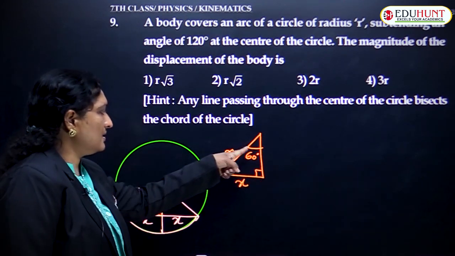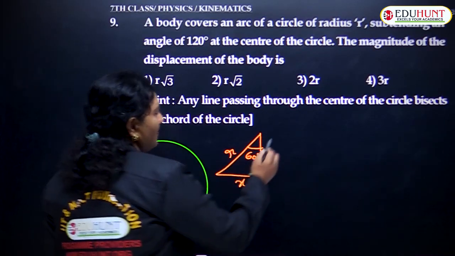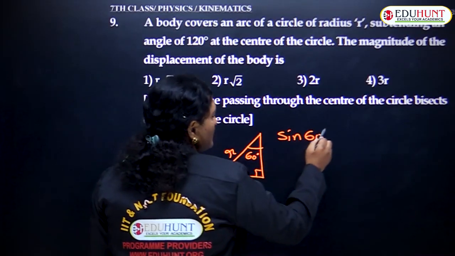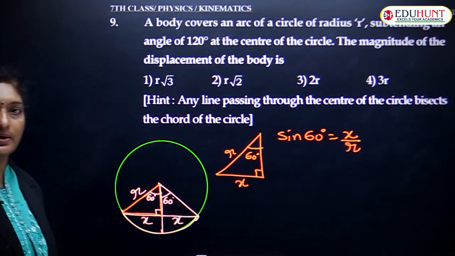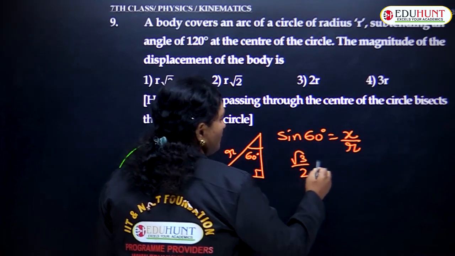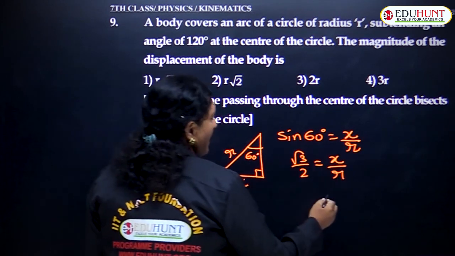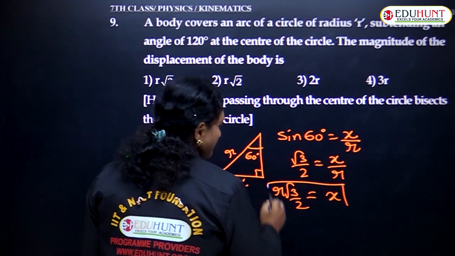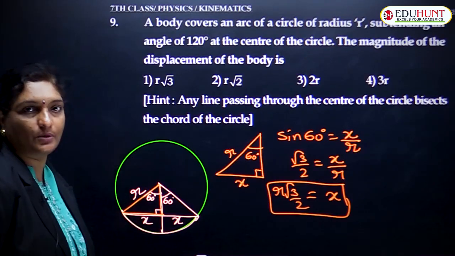For this angle, you know the opposite side as well as the hypotenuse. So opposite and hypotenuse come under which trigonometric function, children? Sine. So clearly sin 60 equals opposite by hypotenuse. Sin 60 equals x by r. The value of sin 60 is root 3 by 2, which equals x by r. To find x, you have x equals r times root 3 by 2. The portion from here to here is r root 3 by 2.